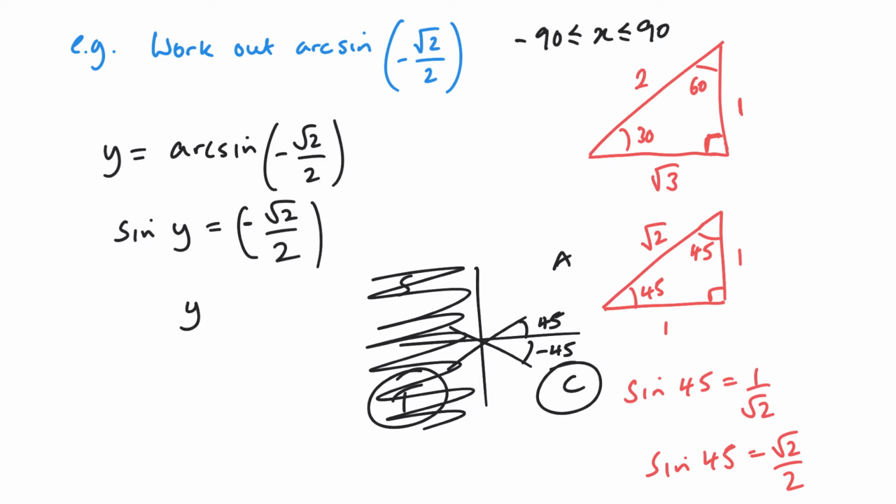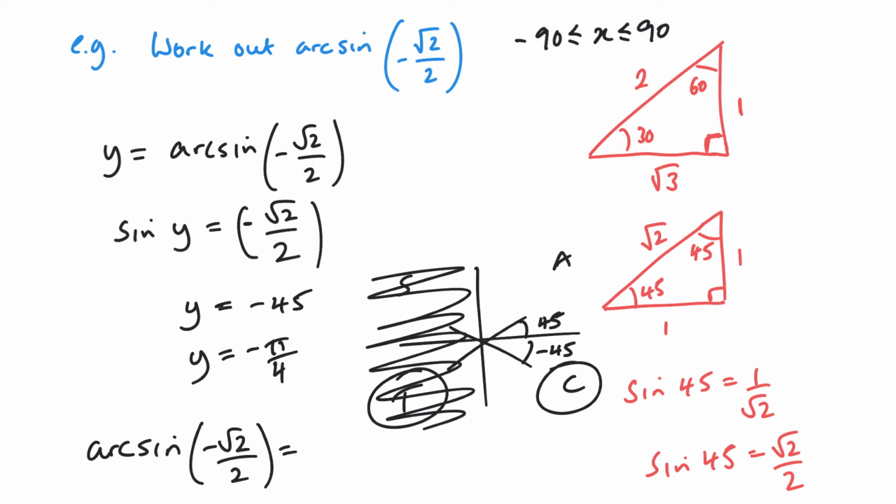Okay, so my value of y here is negative 45 degrees, or in terms of radians, negative pi by 4. So my arcsine of minus root 2 over 2 is negative pi by 4. And that value is the value you would get if you put this into your calculator.